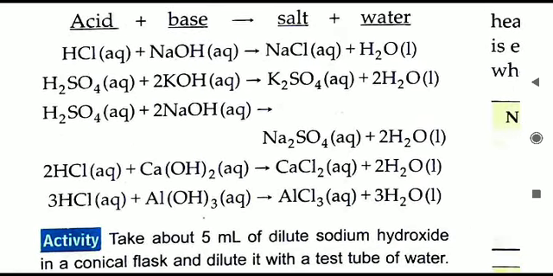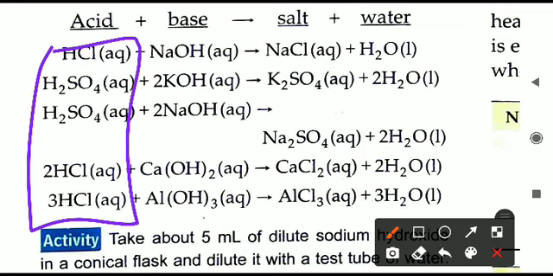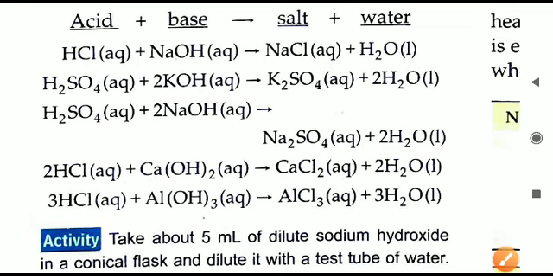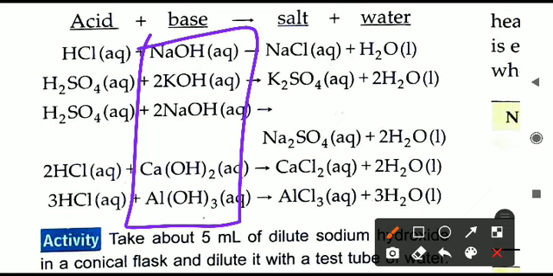Let us see these examples here. All these are acids here, HCl, H2SO4, all these are acids. And when they are reacted with a base, what are bases? Bases are hydroxides. Any compound that contains OH at the end is a hydroxide.